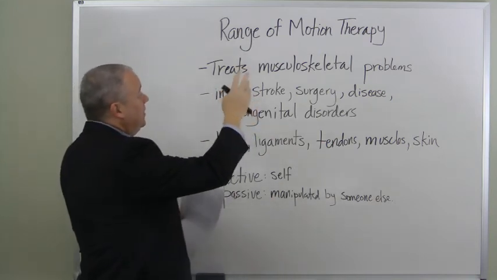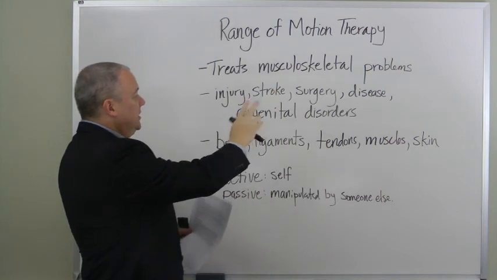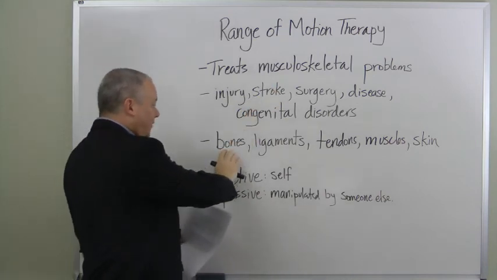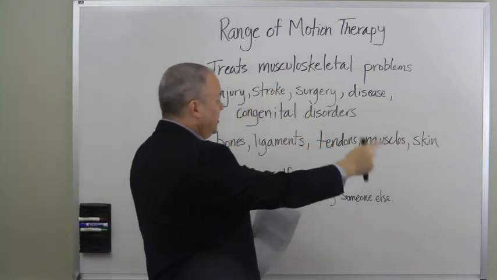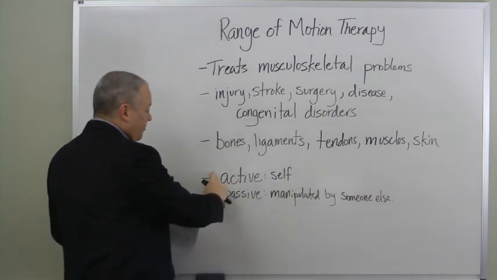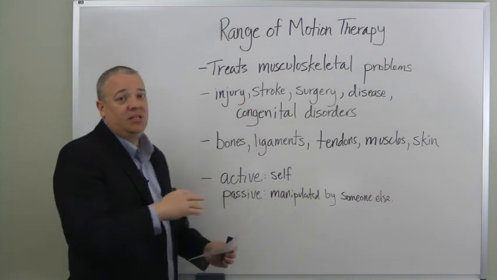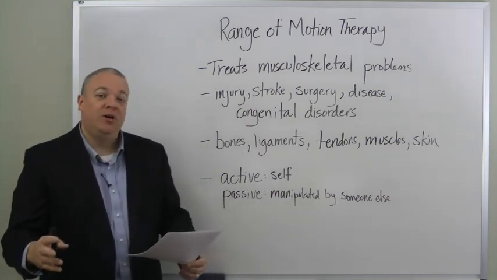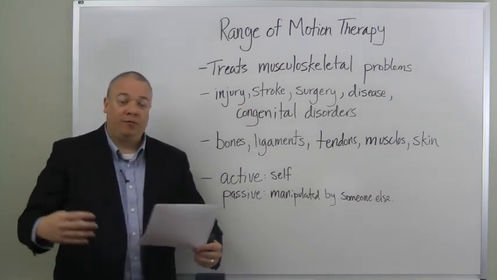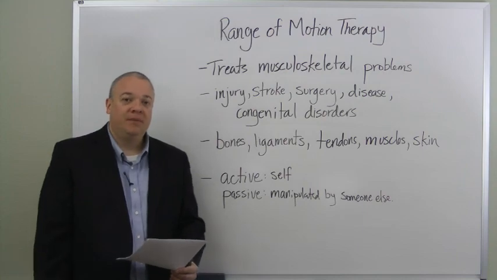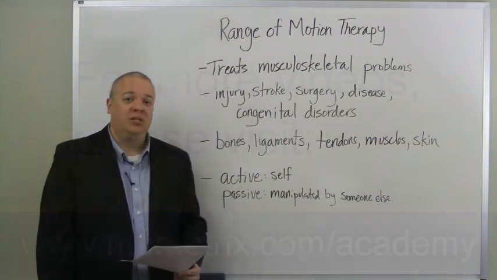All right, so basically range of motion therapy is to help someone who's received some sort of restriction in their motion due to injury, stroke, surgery, disease, or congenital disorders, something affecting their bones, ligaments, tendons, muscles, or skin, and either the person themselves will be called upon to do it or someone else will be brought in to help them. But the whole purpose of this is to increase the range of motion and to grant them more freedom in terms of their movement. Anyway, this has just been a basic overview of this particular type of therapy.